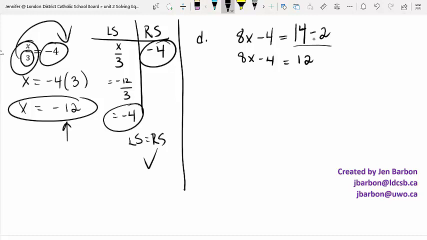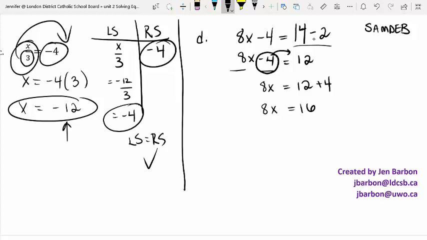And now let's start isolating for x. So we need to get x by itself. We need to get rid of this minus 4. And we need to get rid of this multiplied by 8. Okay, so I have to move the minus 4 before the 8 because subtraction comes first, before multiplication in SAMDEB. So let's move the minus 4 to the other side, and it's going to turn into a plus 4. Okay, and let's simplify 12 plus 4, 16.